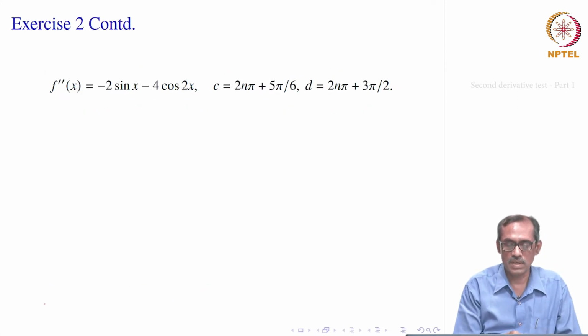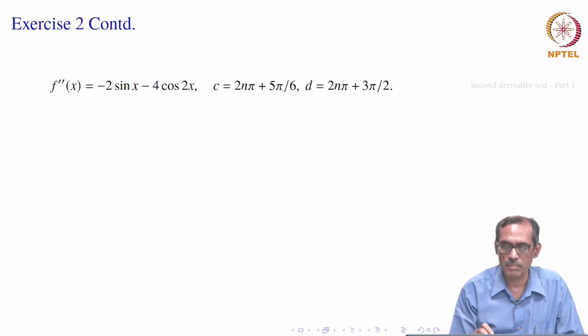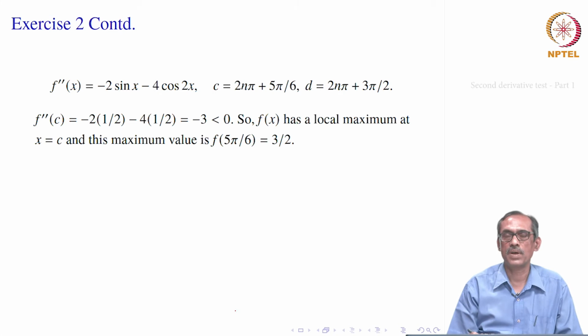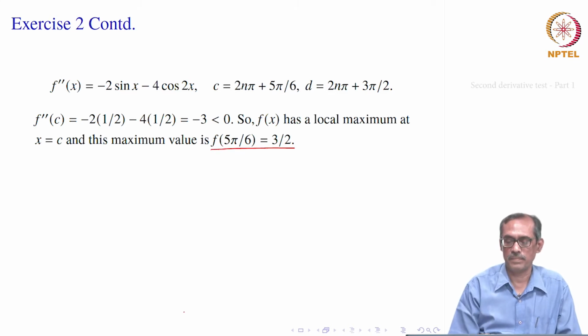And what about C? Again at C we will try, C is 2nπ plus 5π/6. So, we go for f double prime at C, evaluate it, so it is essentially 5π/6, that gives a half, and this gives a half. So, minus 3, which is less than 0. Therefore, f(x) has a local maximum at these points C, and the maximum value is f(π/6), which is 3/2 again.